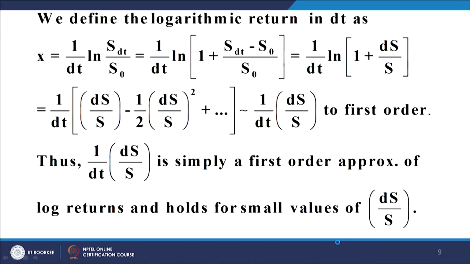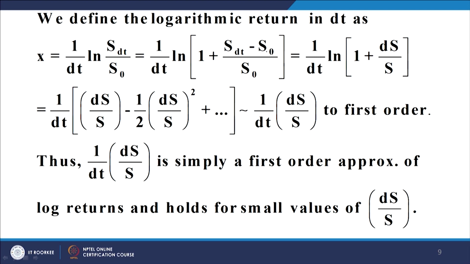The answer is contained in the slide. We define the logarithmic return over time dt as 1 upon dt log of the change in S, that is the final price S_dt upon the initial price S_0. If you simplify this, S_0 and S_0 cancel out. The change in stock price S_dt minus S_0 you write as dS, and this is the original stock price S. So, I can write it in this form.